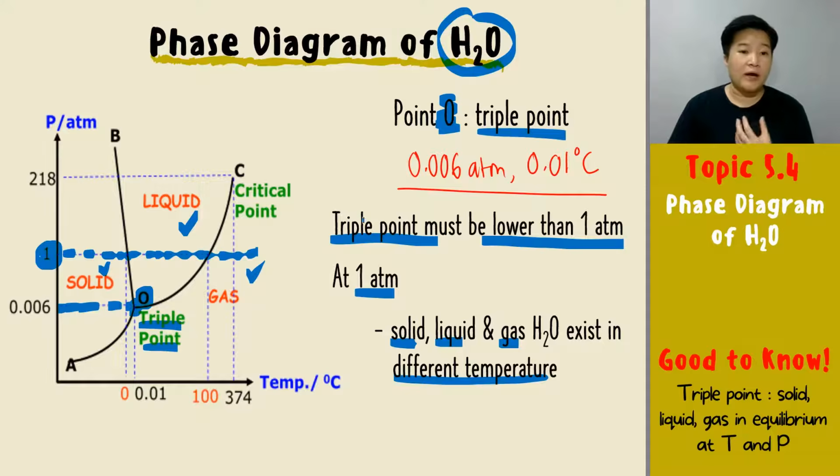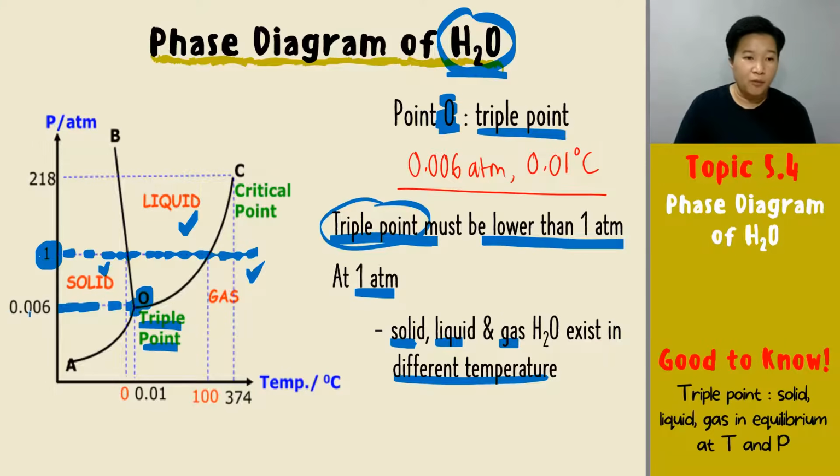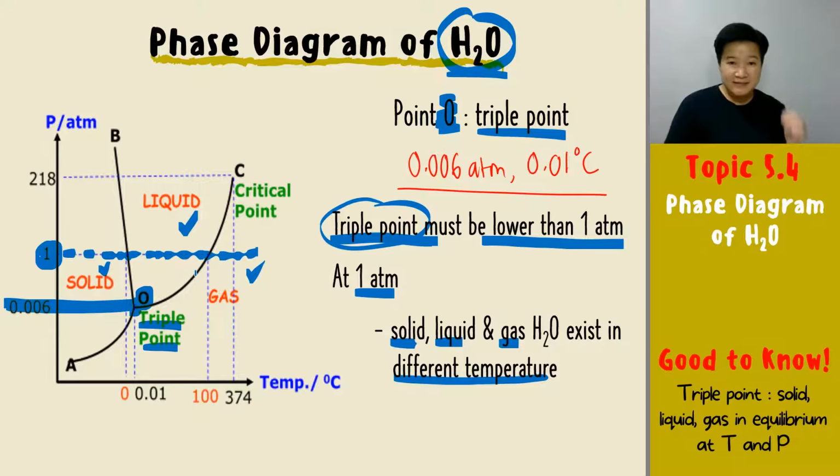Okay? So I hope you really understand why the triple point of the water over here must be lower than the 1 atm. Because your water can exist in the solid, liquid and gas at our 1 atm atmospheric pressure. Your ice, your water and your vapor. Remember that? Okay? And this is the first difference between your water and your carbon dioxide phase diagram.